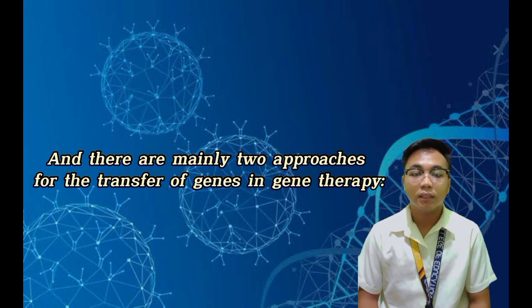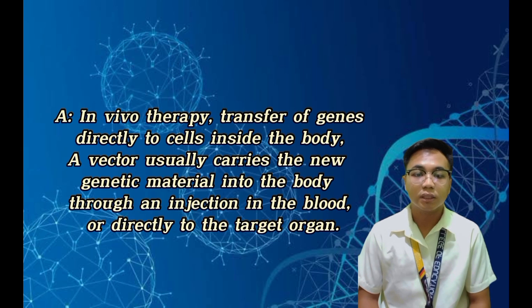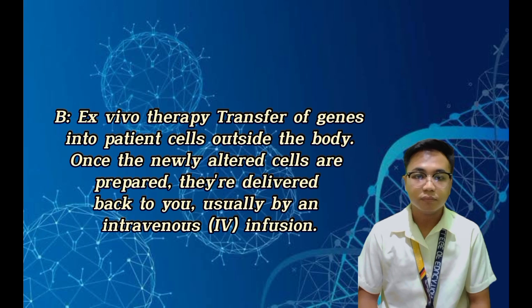And there are two main approaches for the transfer of genes in gene therapy. So the first one is in vivo therapy, transfer of genes directly to cells inside the body. A vector usually carries the new genetic material into the body through an injection in blood or directly to the target organ. And the last one is ex vivo therapy, transfer of genes into patient cells outside the body. Once the newly altered cells are prepared, they're delivered back to you, usually by an intravenous infusion.